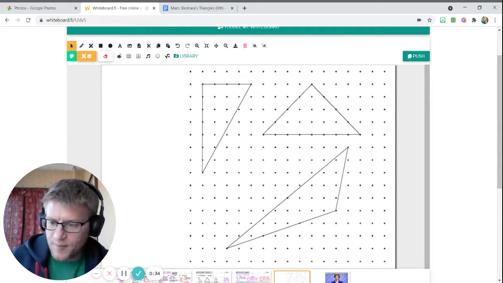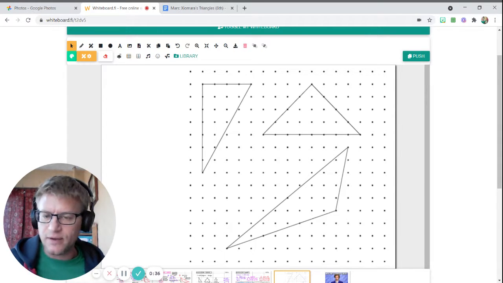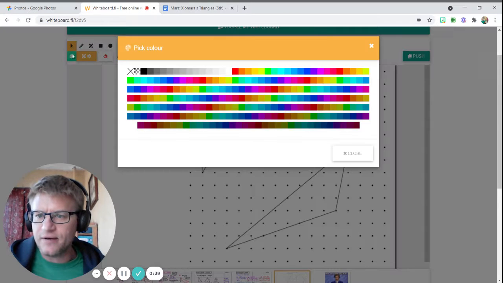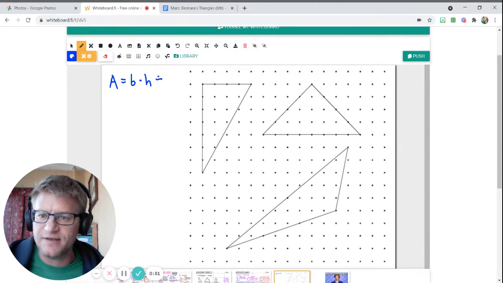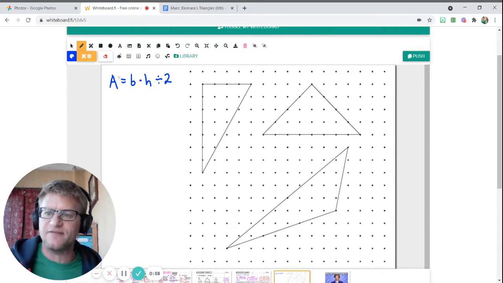So the area of a triangle, any triangle, can be calculated through the formula, and we're going to put it up here. The formula of area: the area equals base times height divided by 2. And the part that everybody always forgets is the divided by 2 part. So that's really important. Remember that dividing by 2.